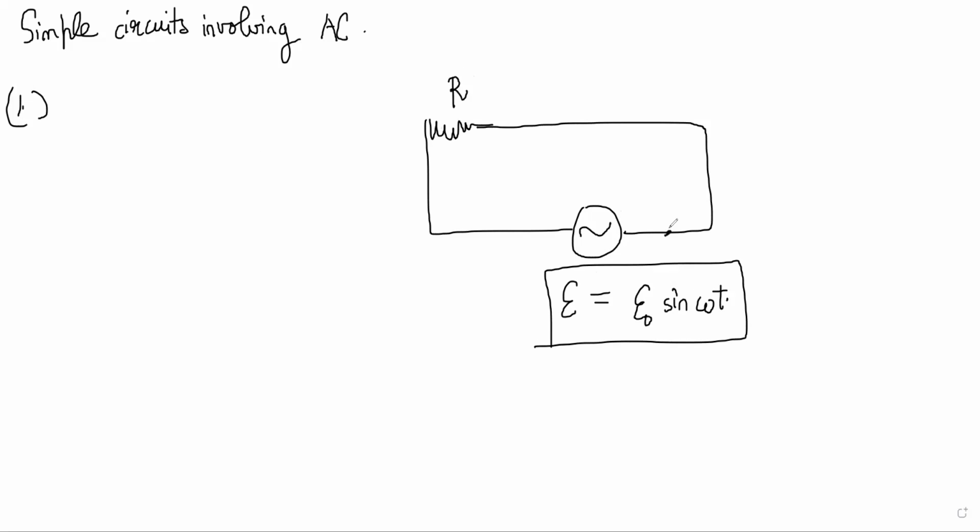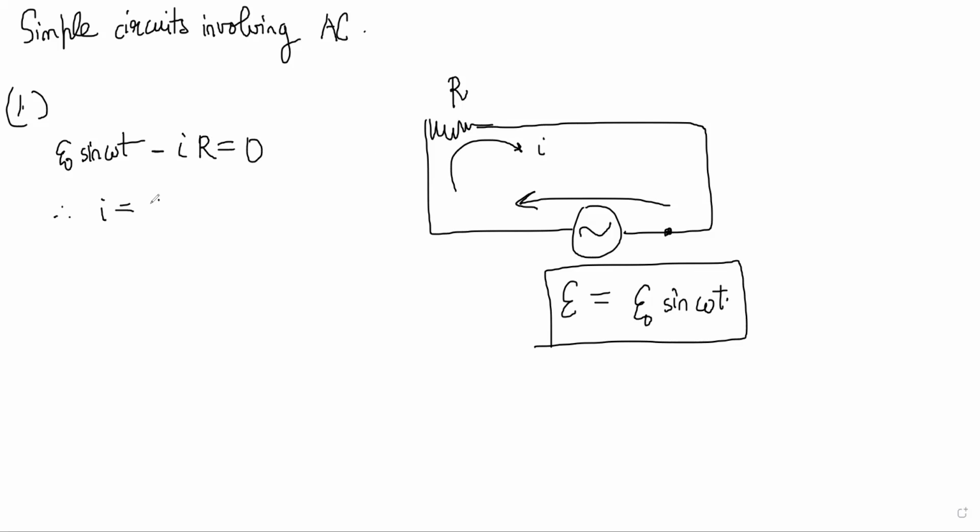So this is a simple AC circuit containing just one resistor. If you start from a point here and go across in a circle, you can write Kirchhoff's law as: if you cross this, you get E naught sine omega t, and let's say current I is flowing in the circuit, so you get a minus IR.